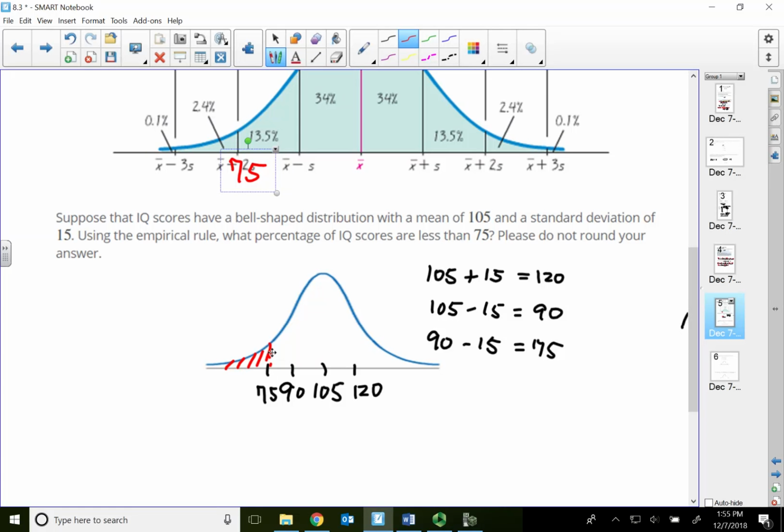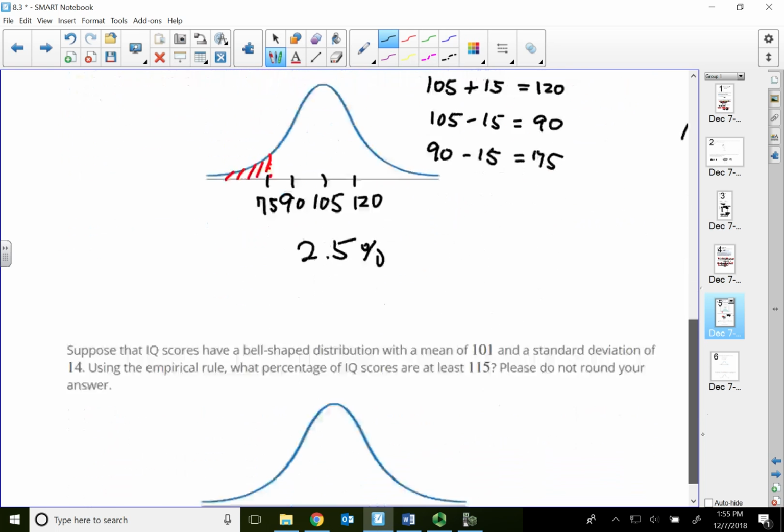Okay, so my answer has to be 2.5%. The percentage that is less than 75, or to the left of 75, is only 2.5%. So if you take 2.4% plus the 0.1% up here, you get 2.5 as well. Two different ways we can figure it out.